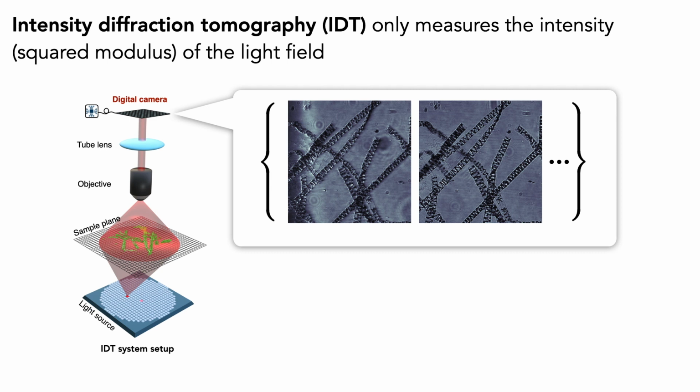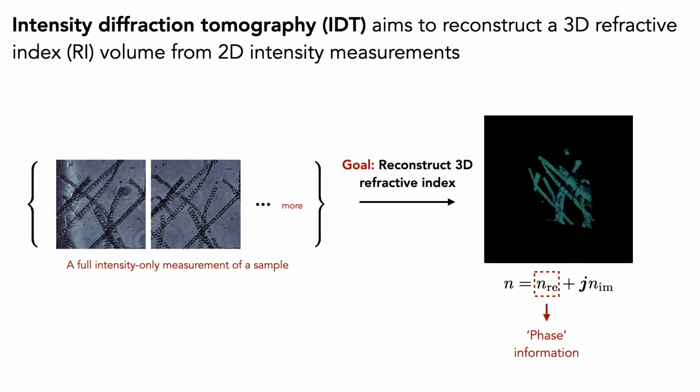A full IDT acquisition usually contains measurements corresponding to illumination of the sample from different angles. By programming the light source, we can have different illumination patterns. Common patterns include dense, annular, and multiplexed. Additionally, by illuminating the sample from different angles, the geometric information of the sample is stored in image measurements. Overall, the goal of IDT reconstruction is to recover the 3D refractive index of the sample from 2D intensity-only measurements.